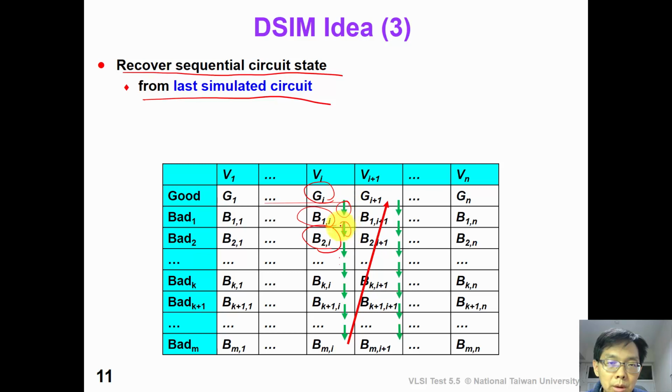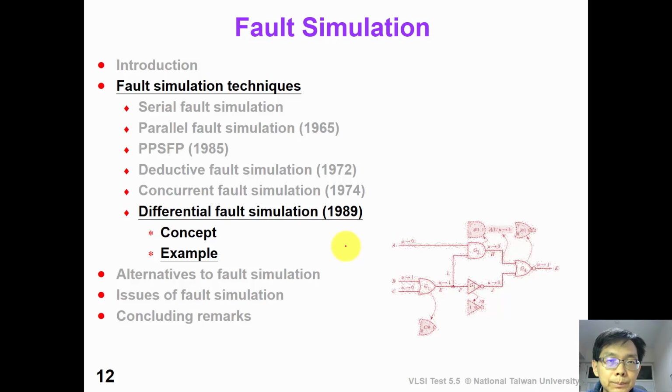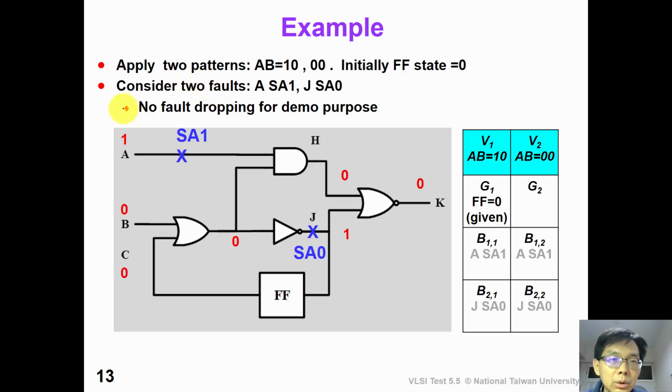Because we only store the state difference, we can save a lot of memory. Now let me show you some example. Given this sequential circuit with two inputs, A and B, and one flip-flop, suppose we apply two sequential patterns. AB are 1, 0, 1, 1. Suppose we also know the initial state of the flip-flop is 0.